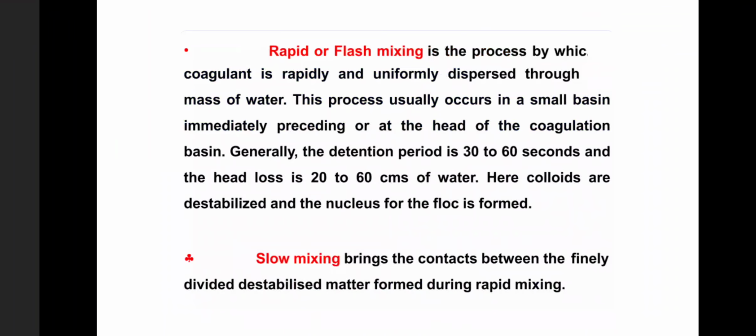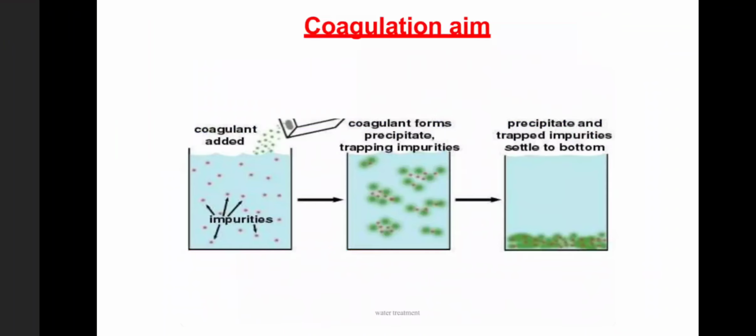Then slow mixing is, as we saw in the previous slide, mixing with the help of baffles, but here the detention period may be around 1 to 2 hours, and the head losses can also be seen to be much greater. So, coagulation aim: why are we going for coagulation? Initially we add the coagulants. You can see the impurities present in the water in red color, and then we add the coagulant, that is the chemical coagulant, in green color.